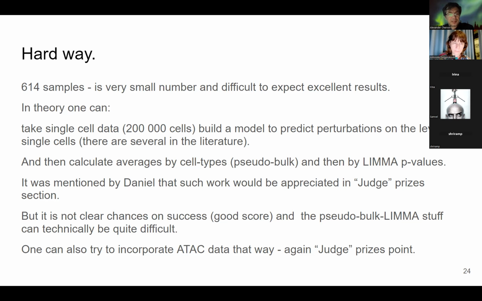But the problem is that the noise for the cells is also quite a bit bigger. So when we calculated this pseudo bulk, we reduced noise substantially. It's not clear whether this approach can work. There are many research papers which try to predict, and they report that they predict very well, but on the level of single cell perturbations.